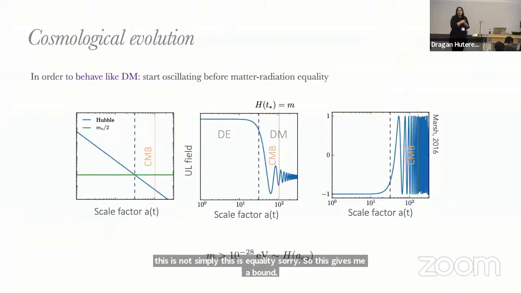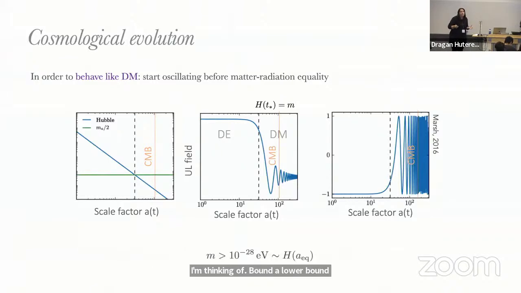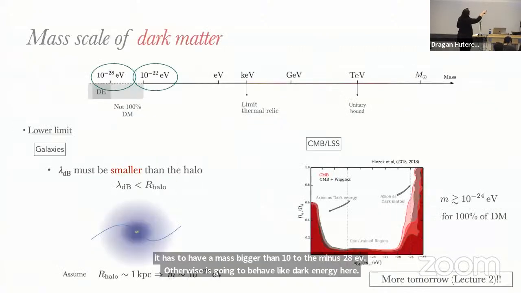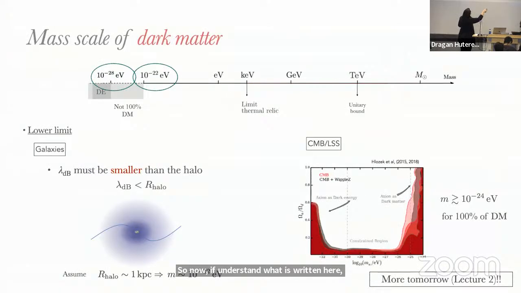A lower bound for a scalar field behaving like dark matter today. It has to have a mass bigger than 10 to the minus 28 eV, otherwise it's going to behave like dark energy. So now you can understand what is written here. If it is below 10 to the minus 28, it behaves like dark energy. If it's bigger, it behaves like dark matter.